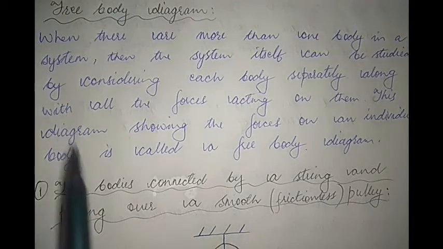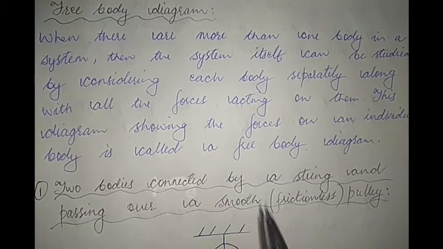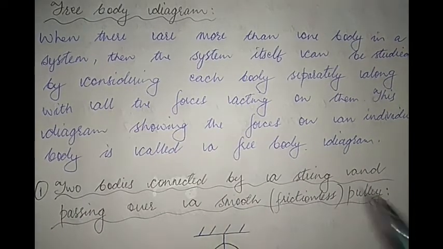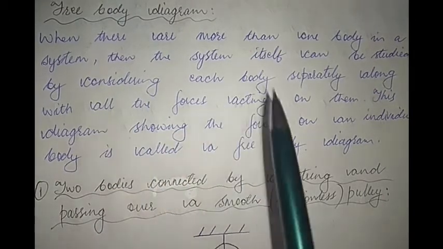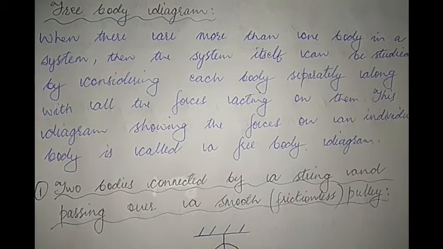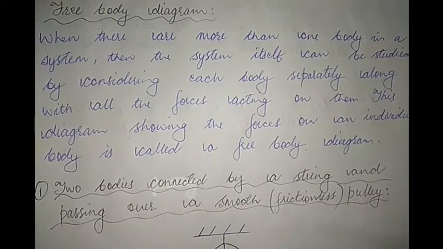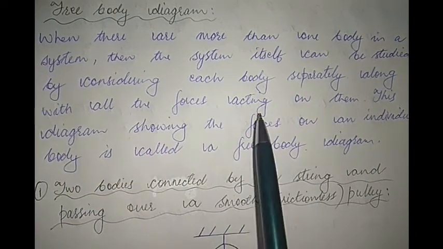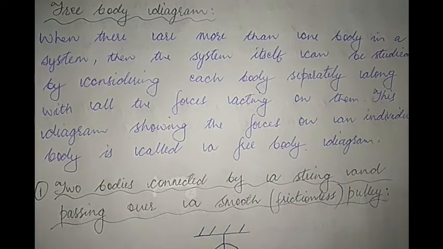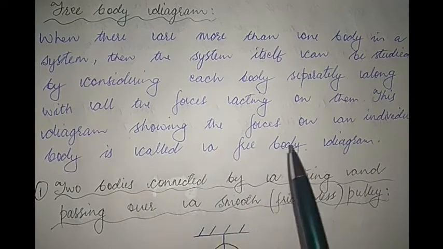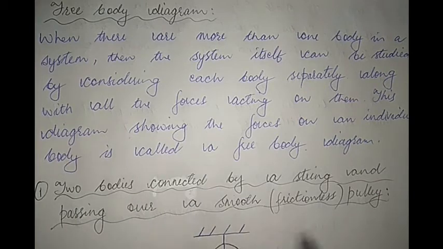Now this free body diagram is used to study a system consisting of more than one body. Although the system consists of more than one body, what we do is we look at each body individually and we look at all of the forces acting on the bodies separately. Therefore, a diagram showing the forces on an individual body is what is called a free body diagram.